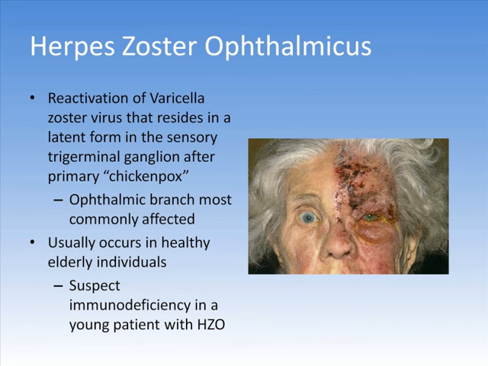Herpes zoster ophthalmicus is due to the reactivation of varicella zoster virus that resides in a latent form in the sensory trigeminal ganglion after primary chickenpox. The ophthalmic branch is most commonly affected. This usually occurs in healthy elderly individuals. Always suspect immunodeficiency in a young patient with HZO.